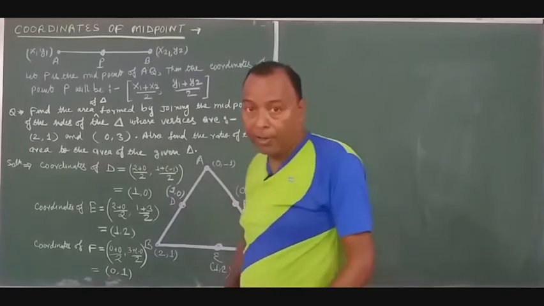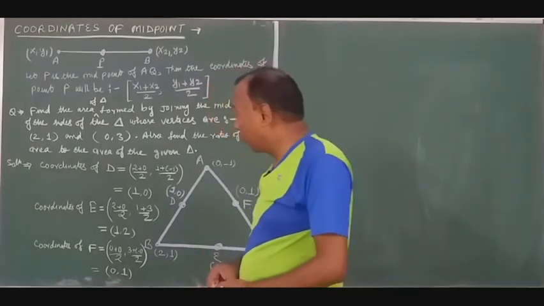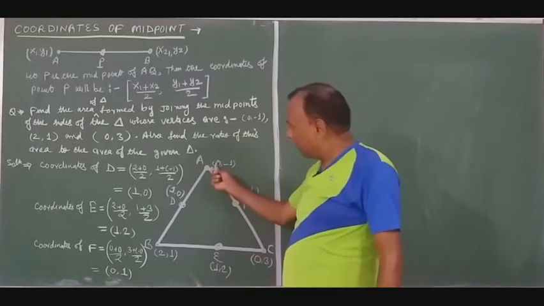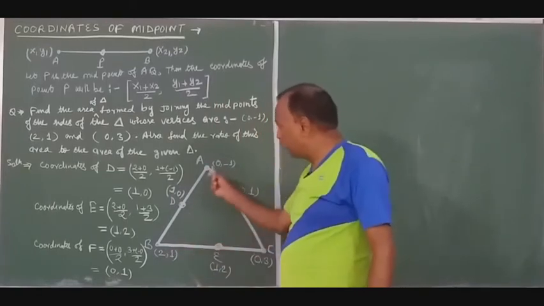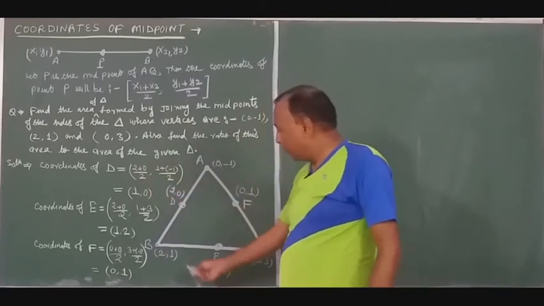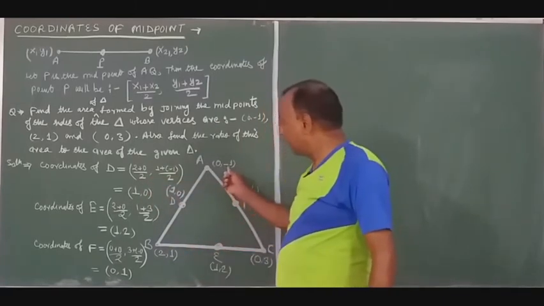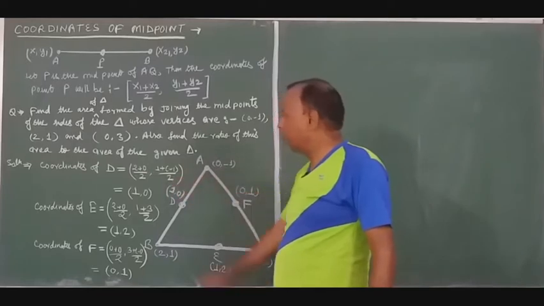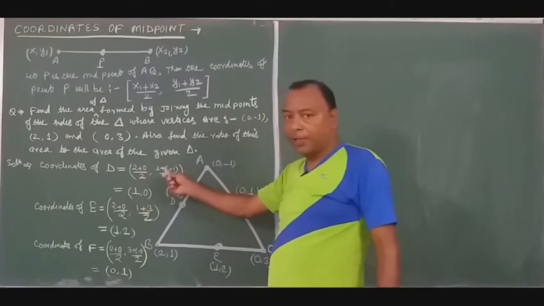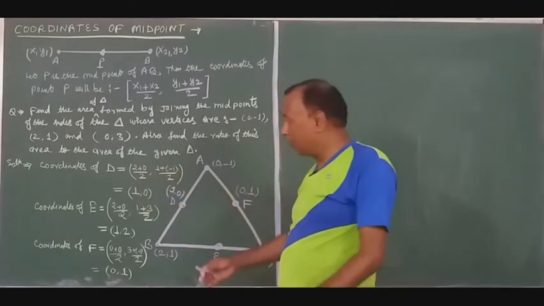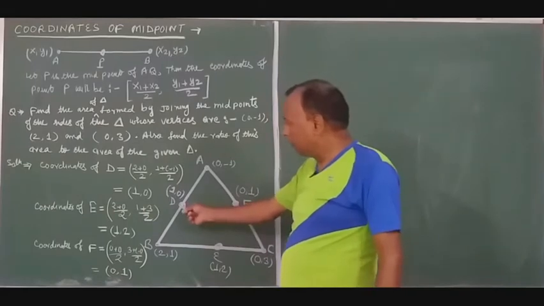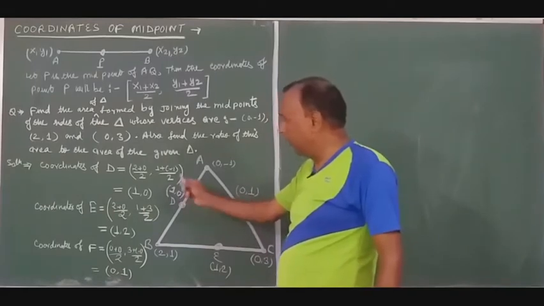D is the midpoint of AB. Then the coordinates of D will be, just look here, we will add the abscissa: 2 plus 0 upon 2, comma, 1 plus -1 upon 2. 2 plus 0 is 2, 2 upon 2 is 1, 1 plus -1 is equal to 0, and 0 upon 2 is 0. So 1, 0 are the coordinates of point D.